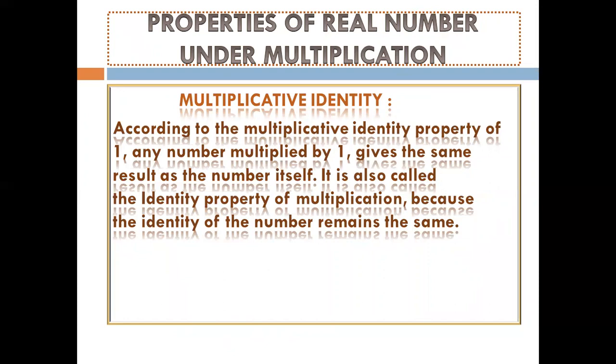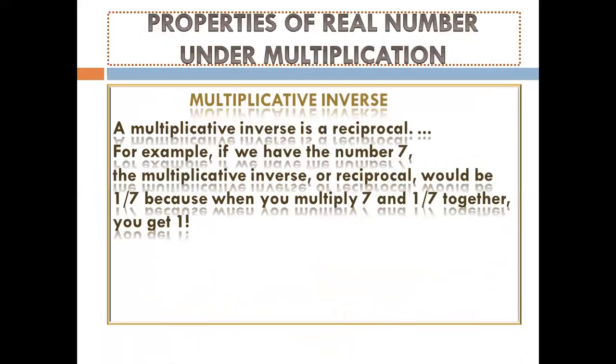In addition, we had additive inverse, and in multiplication definitely we have multiplicative inverse. Multiplicative inverse means when you multiply two numbers, the answer becomes 1. So if you have 7, then the multiplicative inverse of 7 will be 1 by 7, because when we multiply these two numbers, 7 multiply 1 by 7, the 7 will be cancelled and only 1 will be left there.